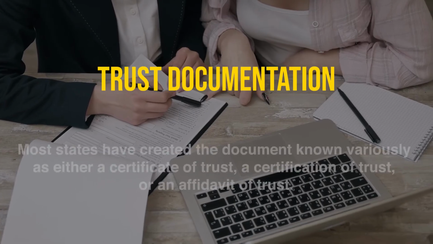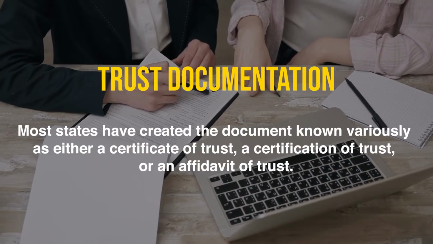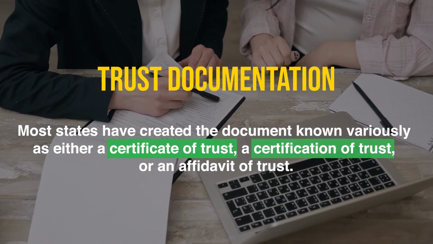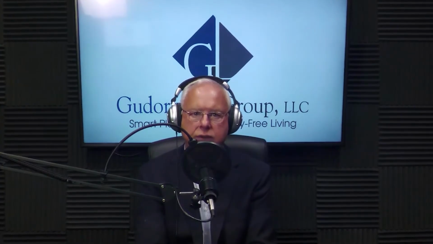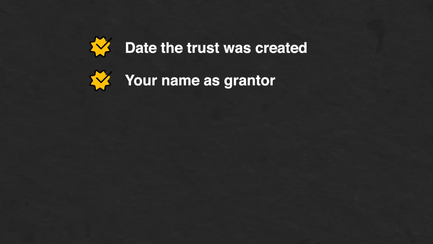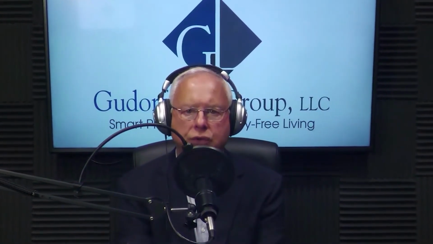Trust documentation. Most states have created the document known variously as either a certificate of trust, a certification of trust, or an affidavit of trust. This is essentially a sworn statement that confirms the existence and validity of your trust. It typically includes information such as the date the trust was created, your name as the grantor, the person who created the trust, and a statement that the trust remains valid under state law. This certificate or certification is usually sufficient for most financial institutions to proceed with the transfer.